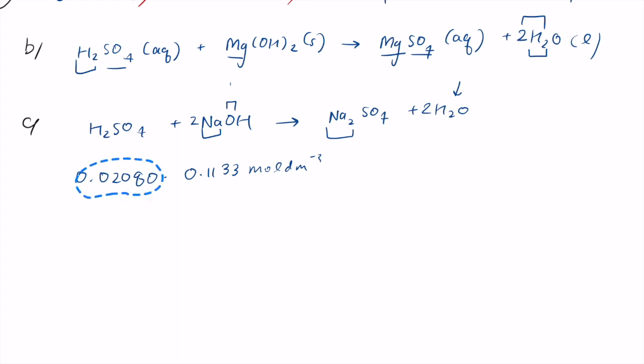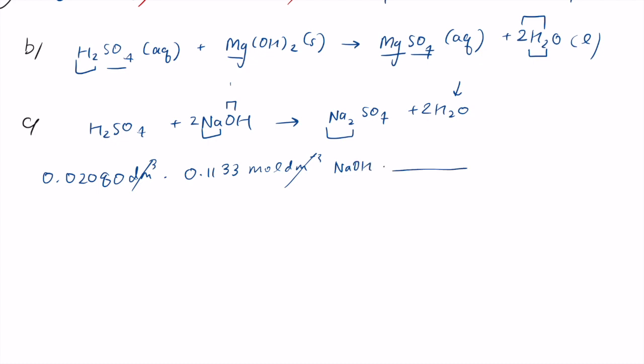I forgot to put the units. This is dm cubed. And if we multiply this, well, this cancels out. We get the amount of moles for NaOH, but we're not interested in NaOH, we're interested in H2SO4. So we know that this is NaOH, but we want to get to H2SO4.